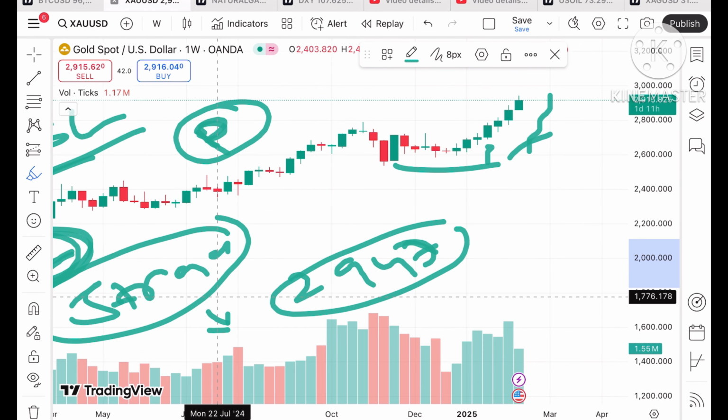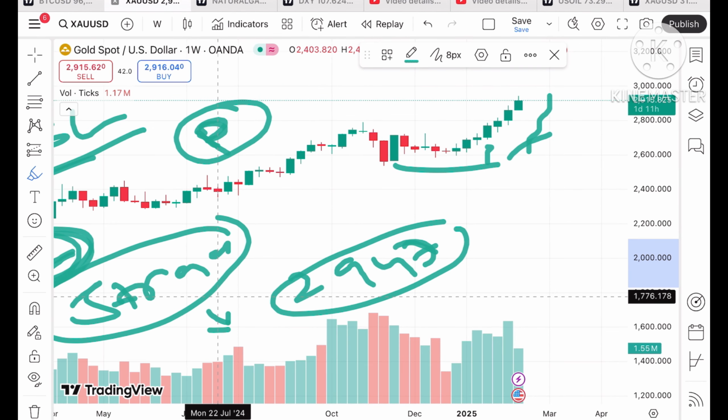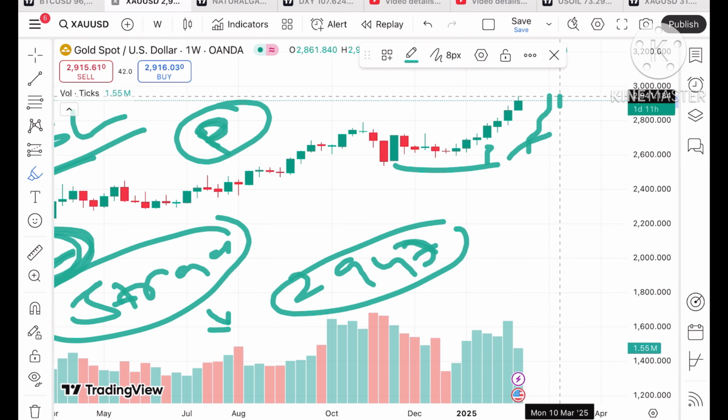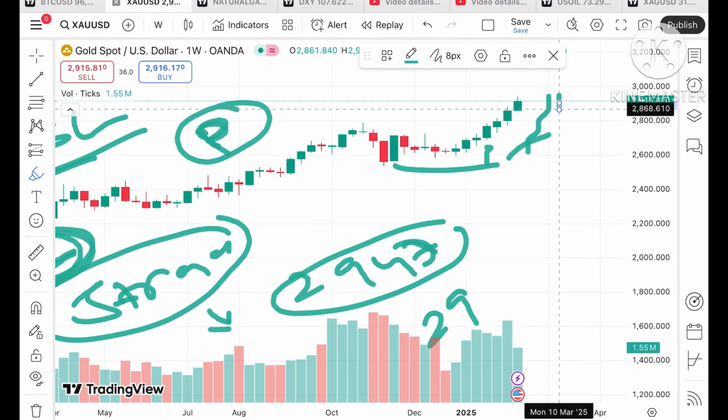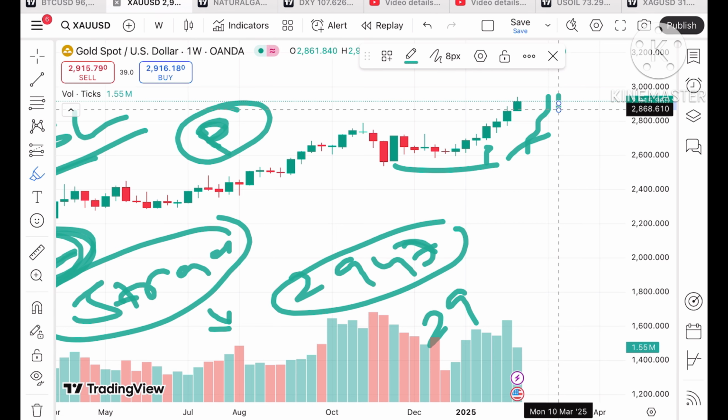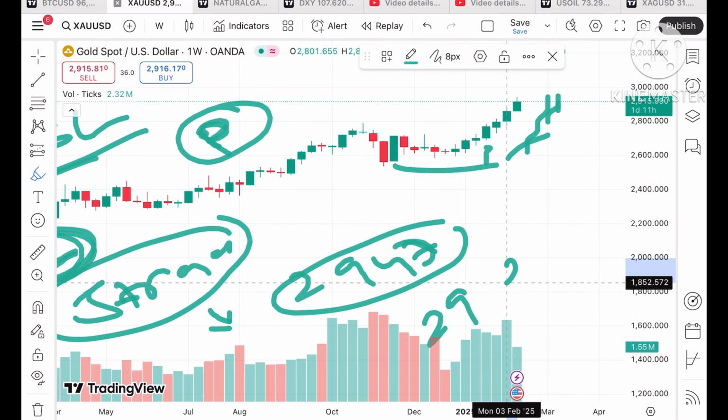Now what we have seen this particular week is that the price has already made a high of around $2947. After that it came down towards a level of $2868. This is the low we have seen. Now it has moved above this particular level again. The previous week's high is at around 2891.